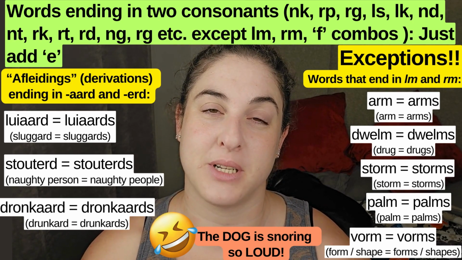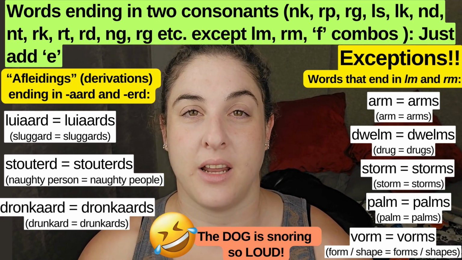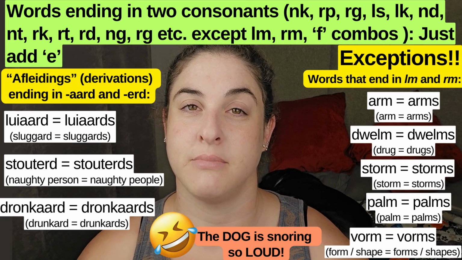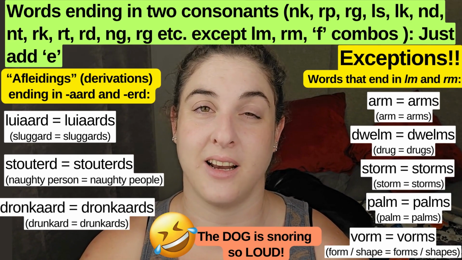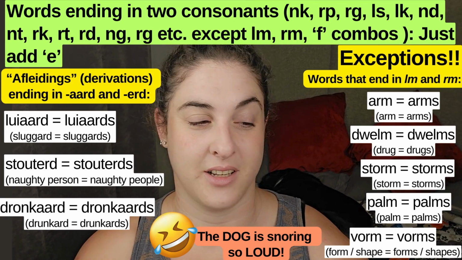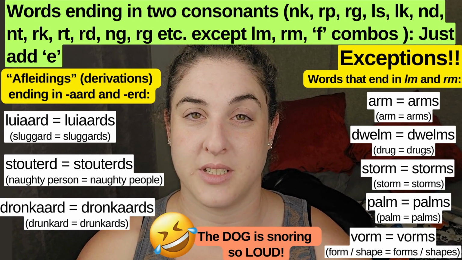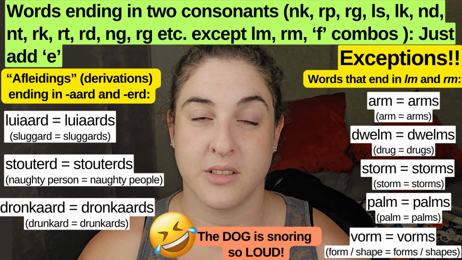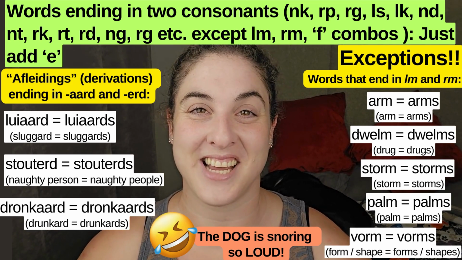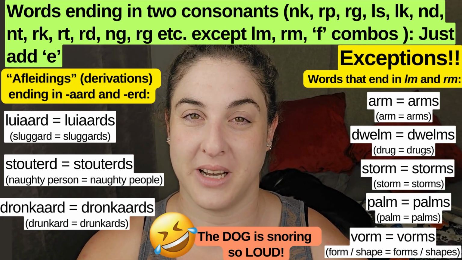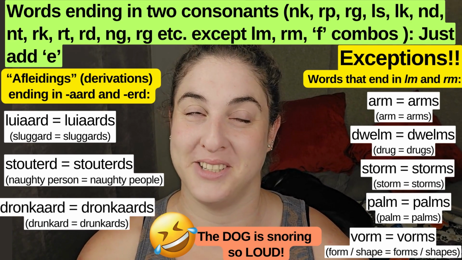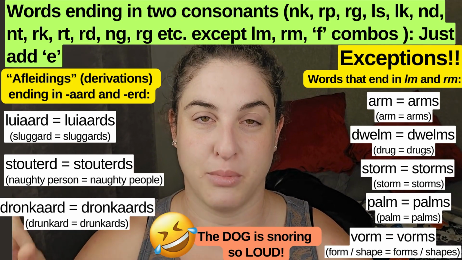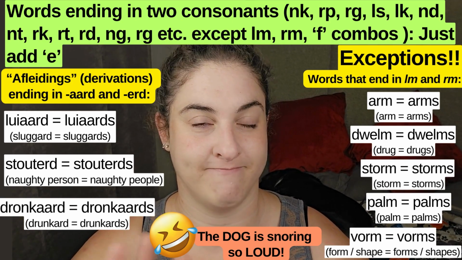And then some more exceptions, words that end in the LM and the RM combinations. Arm, arms. Arm, arms, exactly like the English. Just add S. Dwelm, dwelms. Drug, drugs. Storm, storms. Again, exactly the English and probably why the plural is the way it is. Palm, palms. And that is both the palm of your hand and a palm tree. So palm, palms, same.